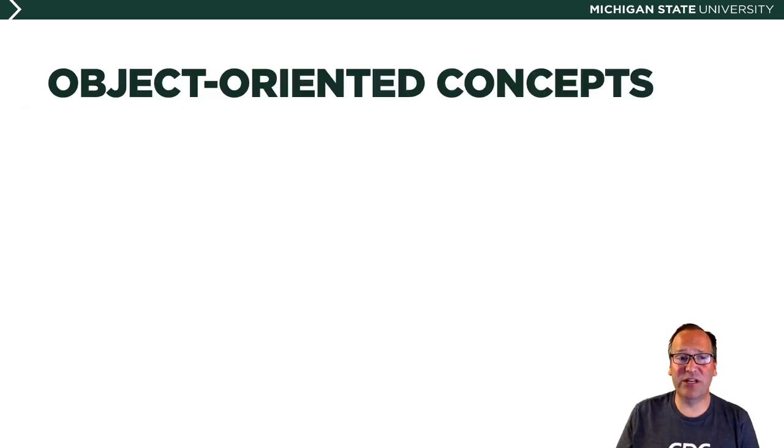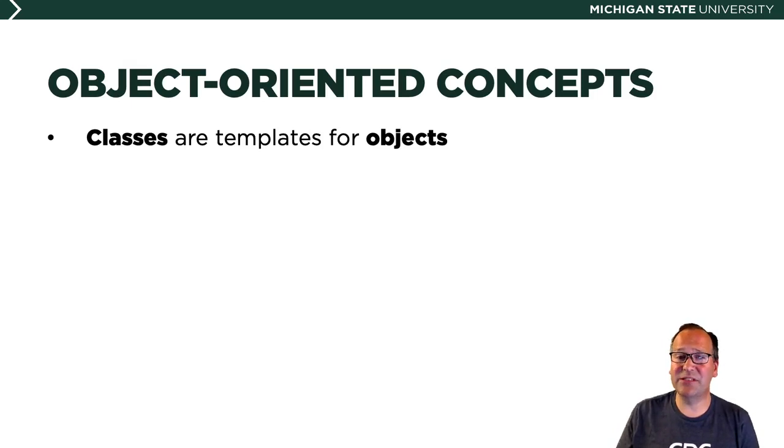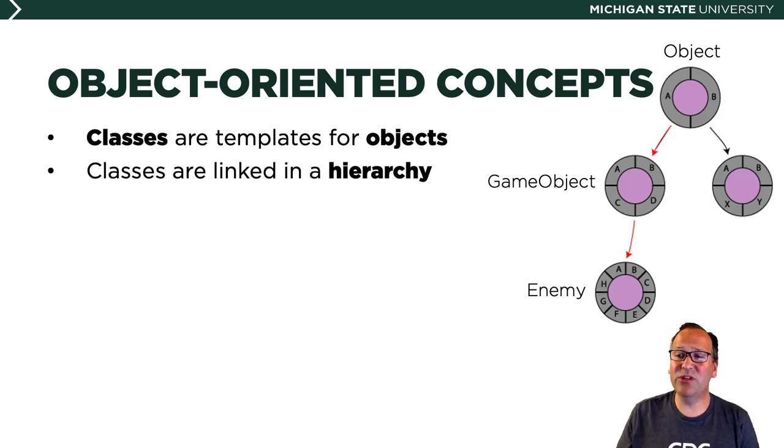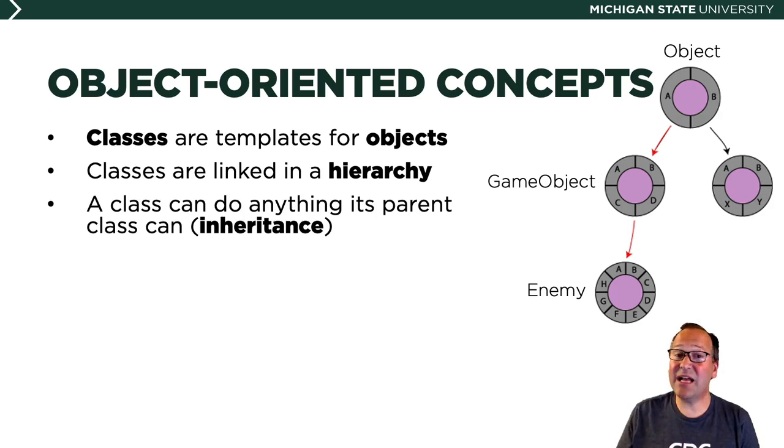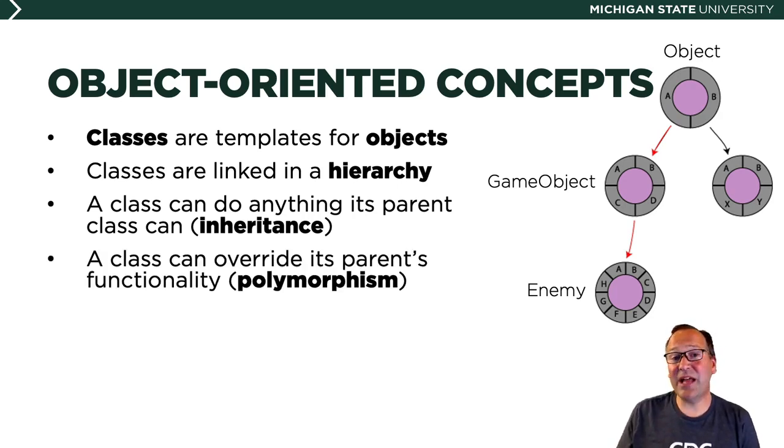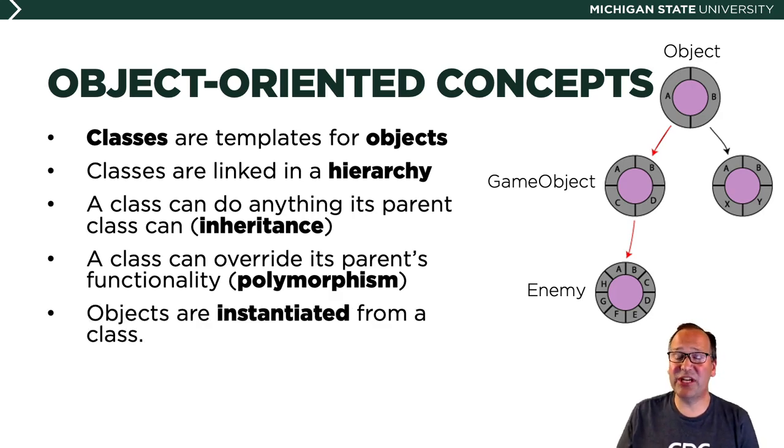To sum up object-oriented concepts, classes are templates for objects. Classes are linked in a hierarchy. So, for example, in Unity, there is an object class which is the parent of the game object class. You can create your own custom enemy class, which is a child of the game object class. A class can do anything its parent class can, and its parent's parent, all the way back through the class hierarchy. This is called inheritance. A class can override its parent's functionality to do something custom. This is called polymorphism.